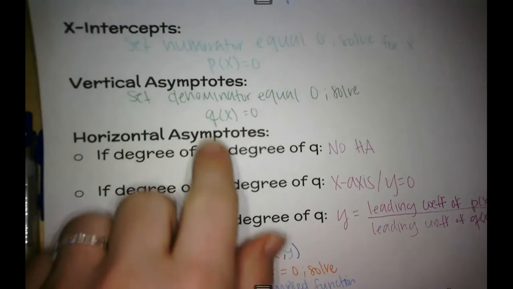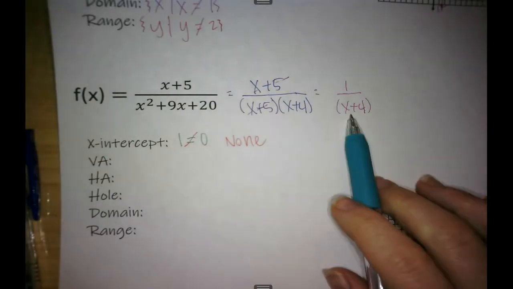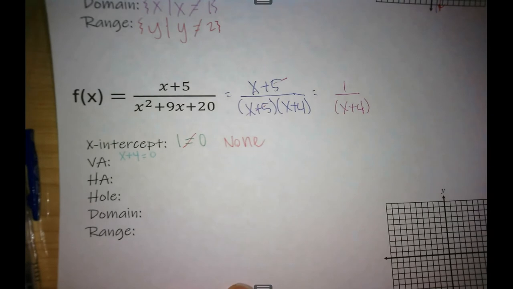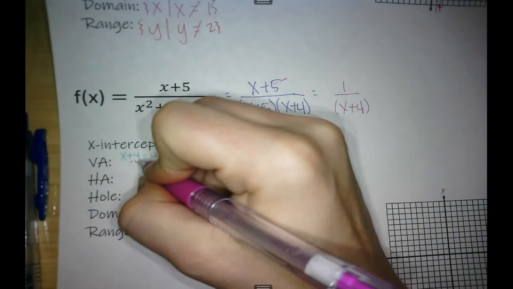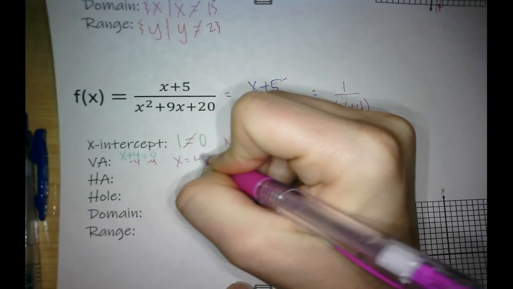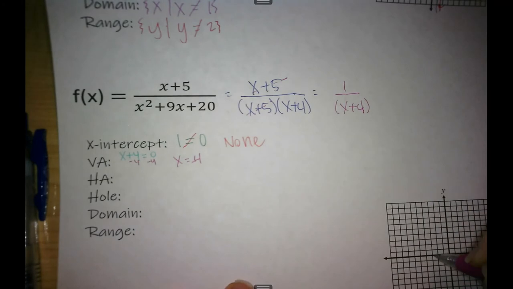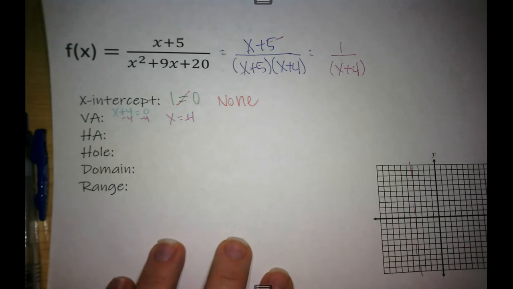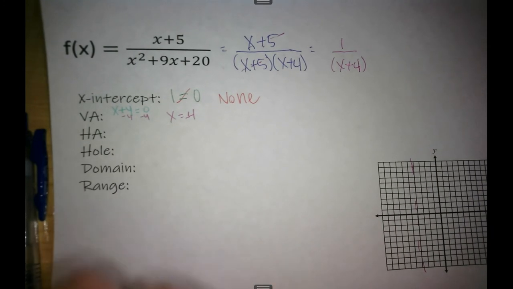Vertical asymptotes: set that bottom equal to 0. So I'm going to set x plus 4 equal to 0. Let's solve. Subtract 4 on both sides. X equals negative 4. 1, 2, 3, 4. So we've got our vertical asymptote at x equals negative 4.